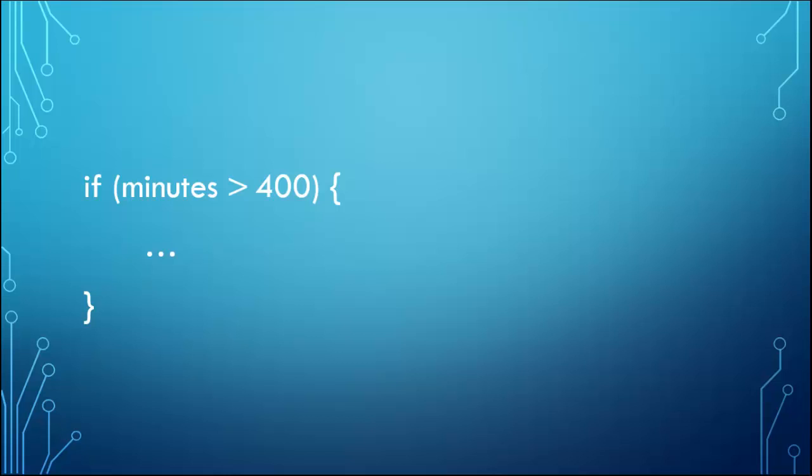In the last video, I introduced if statements, and we had something like this. If minutes is greater than 400, and then we executed some extra code that would only run if the user had gone over 400 minutes this month. Today we're going to talk about the piece inside the parentheses, and that's called a conditional. So this conditional is what decides whether our inside code runs.